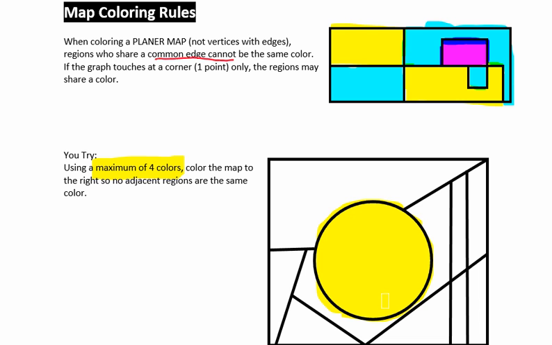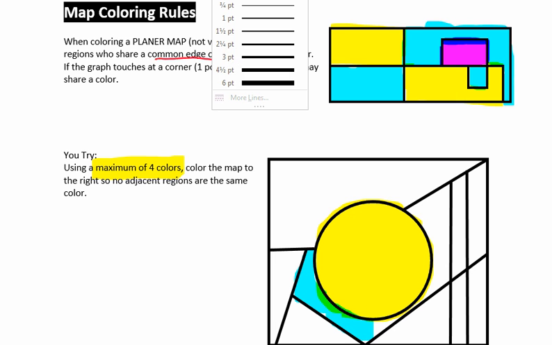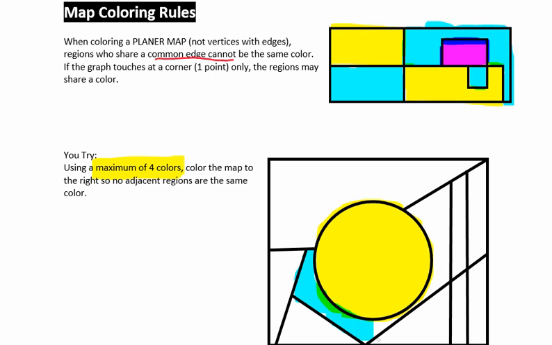So I'm going to start here with this circular region. And then I have a very large area around it, which I know can't be yellow. So I'm going to go ahead and color that this blue color. Okay. Coloring, and you all are coloring as well.